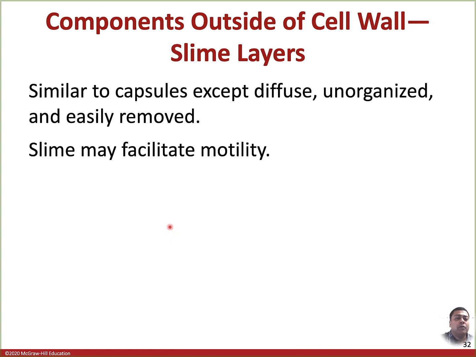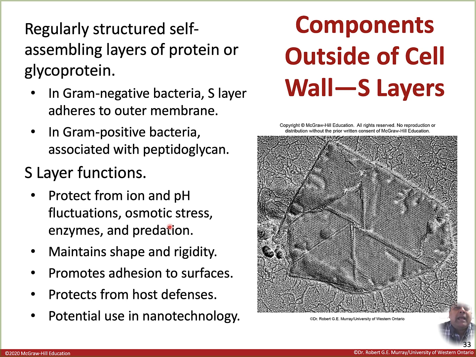The next one that we are going to talk about is the S layer, a regularly structured, self-assembling layer of protein or glycoproteins, and they look like tiles. They are tile-like structures. In gram-negative bacteria, the S layer adheres to the outer membrane. In gram-positive bacteria, it is associated with the peptidoglycan. There are several functions for the S layer. It protects from ion and pH fluctuations, helps with osmotic stress, maintains shape and rigidity, and promotes adhesion to surfaces. It also has potential use in nanotechnology. So this is your S layer. Some bacteria do have these.